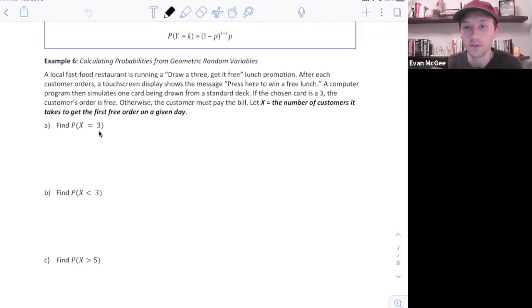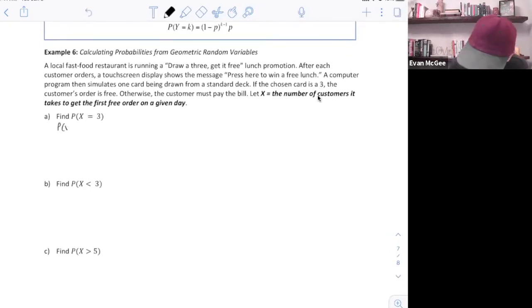In this problem, since they're looking for a winner that is a 3 from a deck of cards, there are 52 total cards in a deck, and there are 4 3s in the deck. So there is a 4 out of 52 chance of winning a free lunch, which means there is a 48 out of 52 chance of losing. So there were 2 losers and 1 winner.